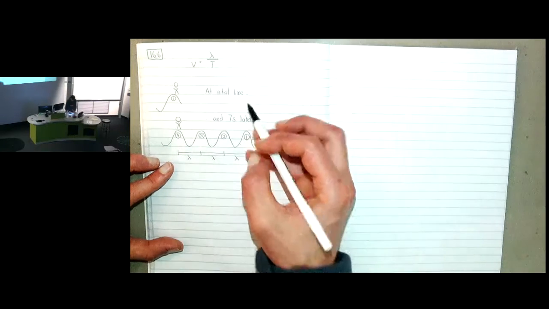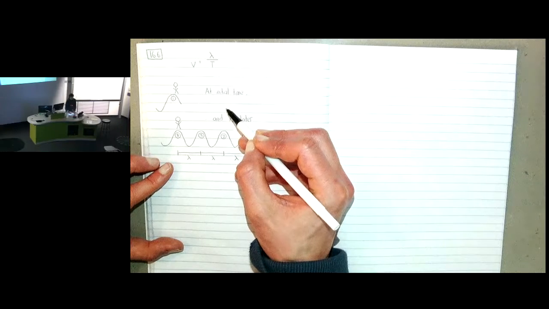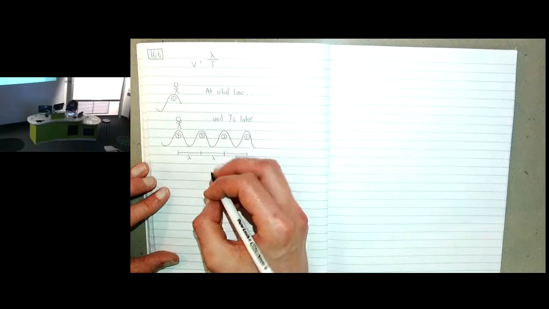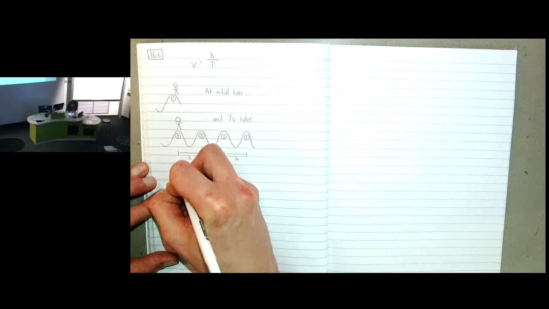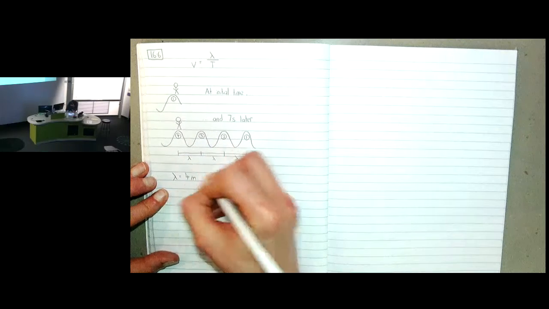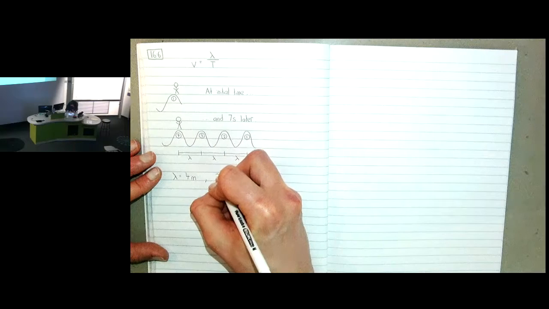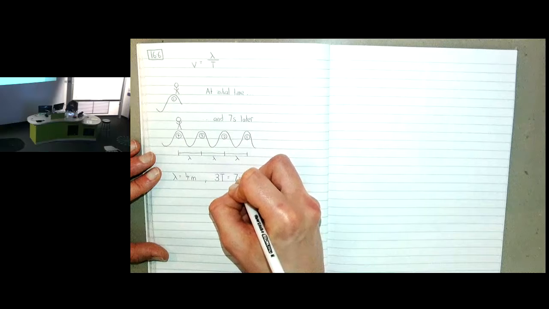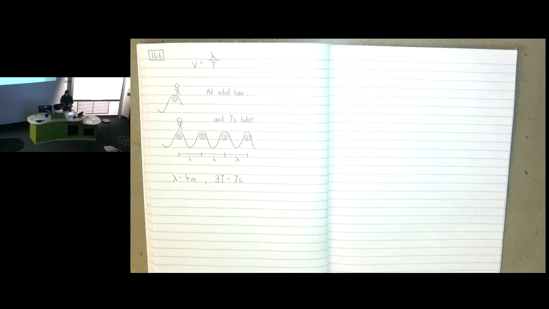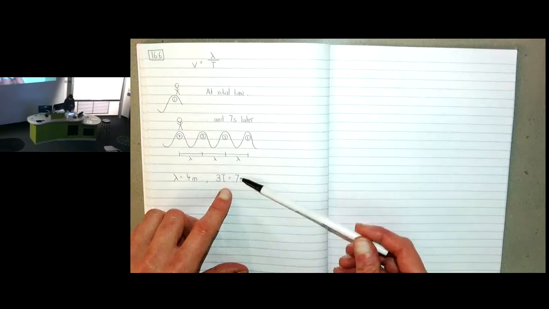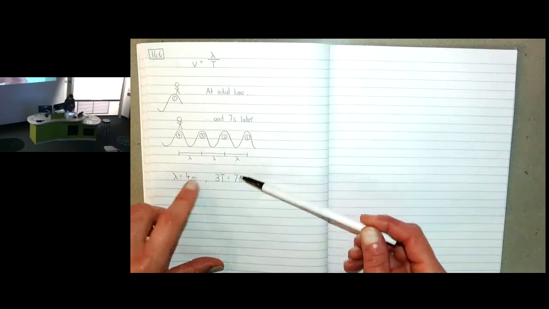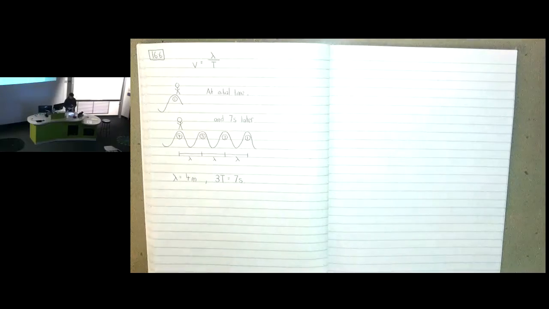That means this 7 seconds has to be equal to 3 periods of the wave. So the wavelength is 4 meters, and 3 times the period has got to be equal to 7 seconds. From this equation we can quite easily solve for the period, and since we know the wavelength, we can plug these 2 numbers in and get an answer.